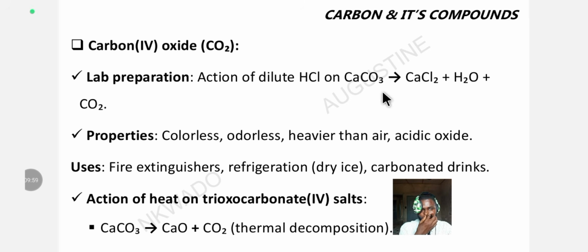Let's look at the equation. When you react hydrochloric acid, a dilute one, they might set a concentrated one for you among your options. Pick dilute. You react it with limestone. You are going to get calcium chloride plus water plus carbon(IV) oxide.